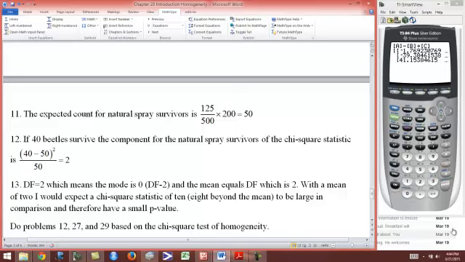Okay, degrees of freedom. So suppose we have a chi-square statistic of 10. Would you expect a small p-value? Well, the degrees of freedom is 2, which is the mean, and the mode is 0. In other words, right at the beginning, practically. So with the mean of 2 and a chi-square statistic of 10, 8 beyond the mean, I would say that is a big chi-square statistic, which would mean a small p-value.